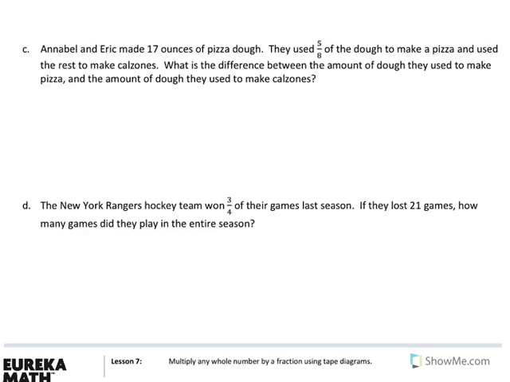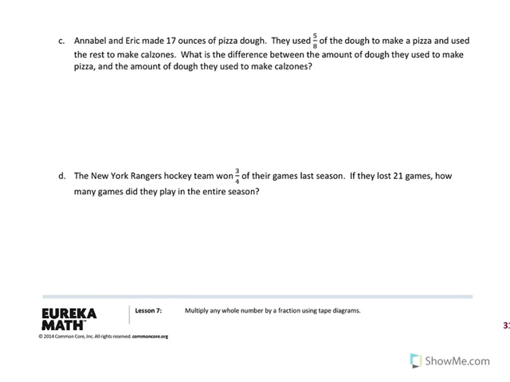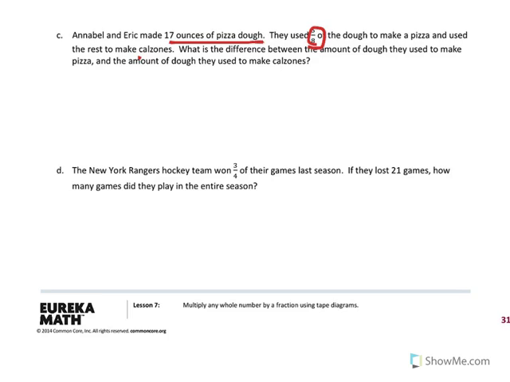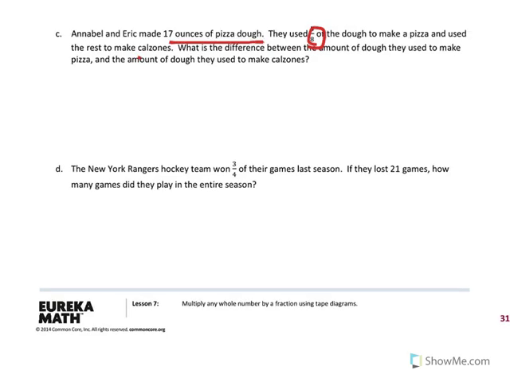Okay, let's look at the next one. Annabelle and Eric made 17 ounces of pizza dough. They used 5/8 of the dough to make a pizza and used the rest to make calzones. What is the difference between the amount of dough they used to make pizza and the amount of dough that they used to make calzones?